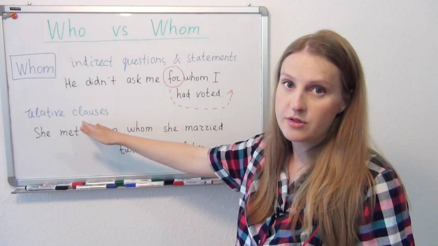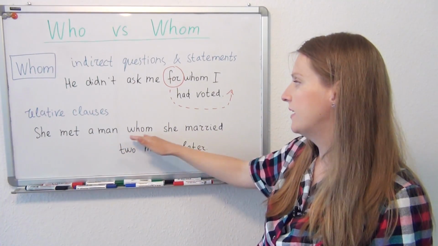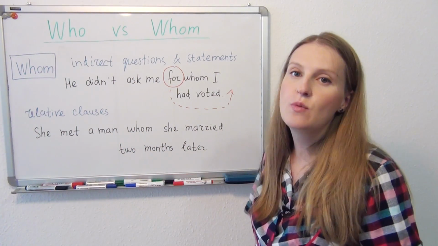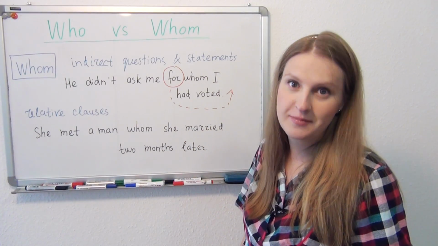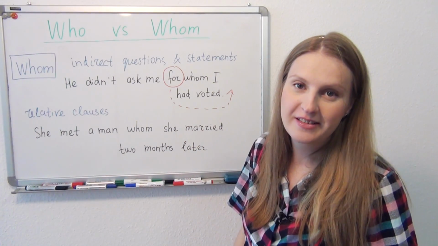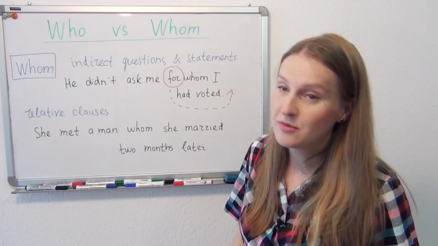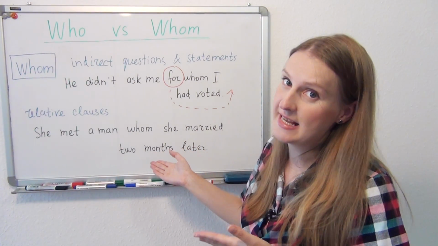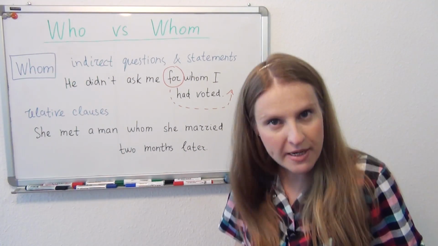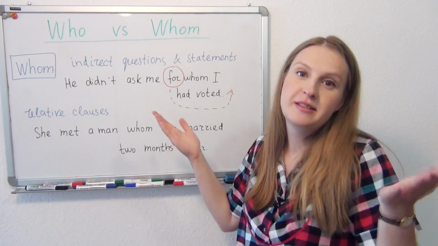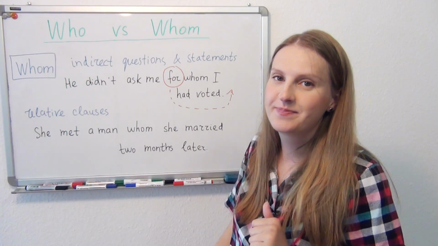In relative clauses, she met a man whom she married 2 months later. She married him. She did the action. She is the subject of the sentence. And whom is the object. That's why whom is possible here instead of who.